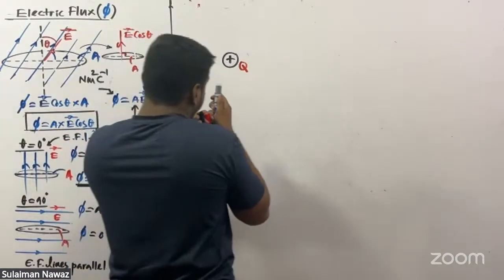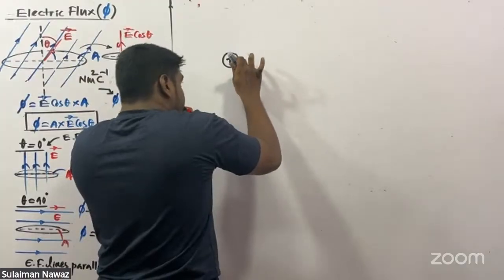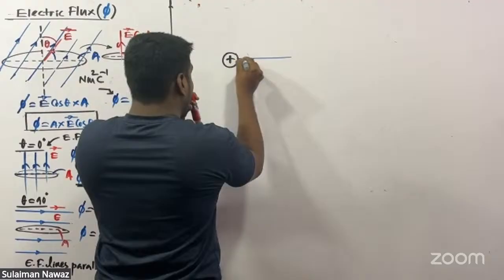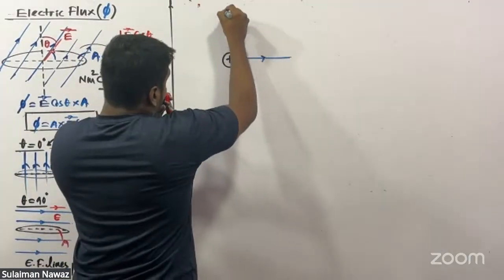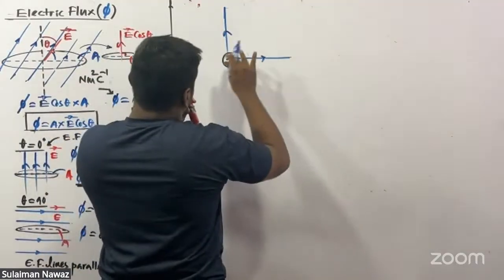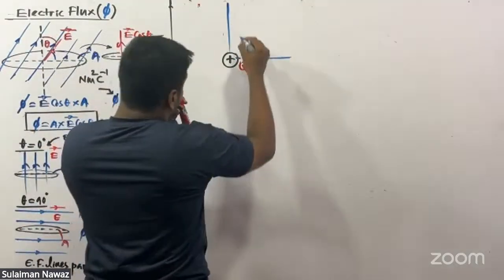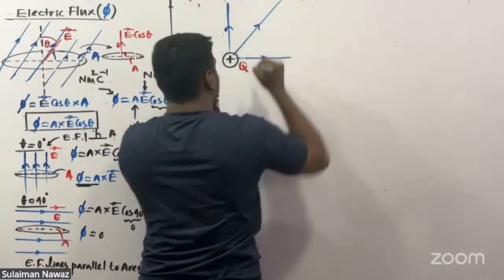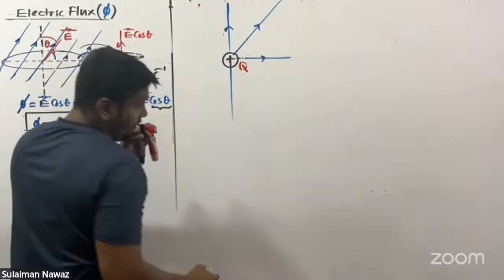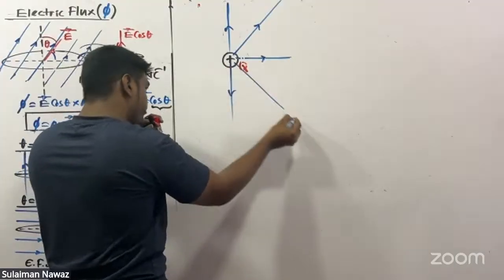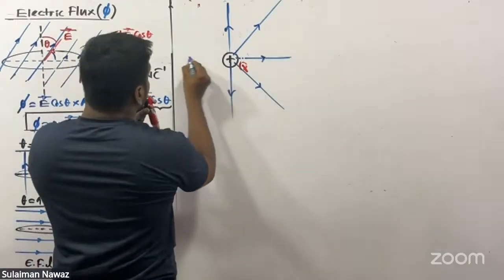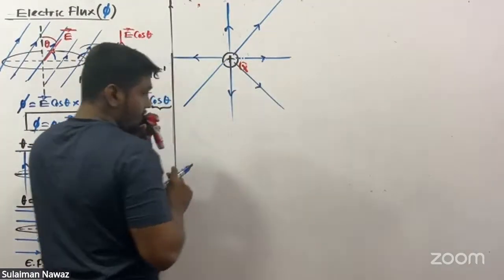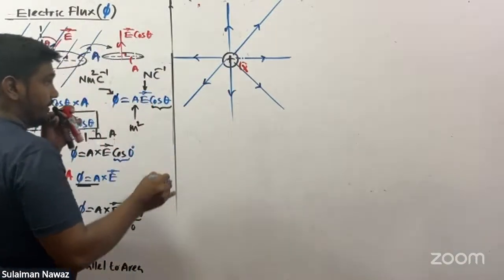Then if I draw the electric field lines, we know that for a positive charge, the electric field lines leave from the positive charge perpendicularly.